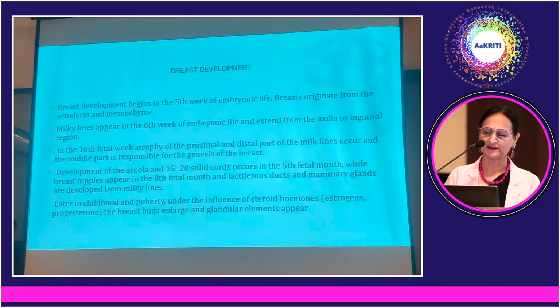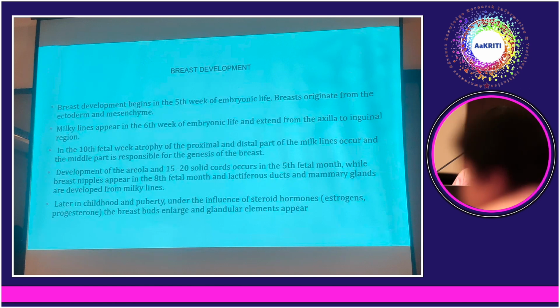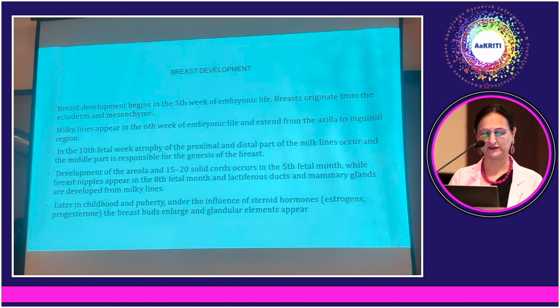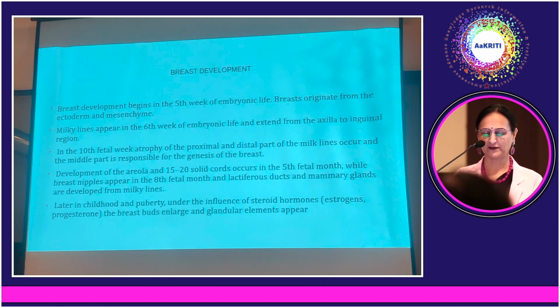So, breast development basically begins at the 5th week of embryonic life and originates from ectoderm and mesenchyme. We know all about it. Milky lines appear in the 6th week of embryonic life, then in the 10th fetal week atrophy of the proximal and distal part of the milk line occurs. Development of the areola and 15 to 20 solid cords occur in the 5th fetal month, while breast nipples appear in the 8th fetal month.